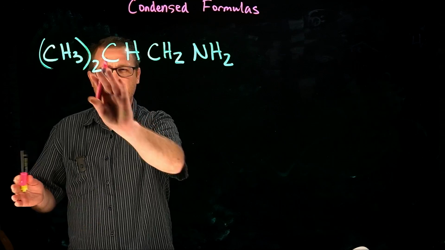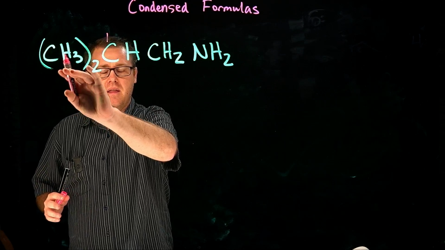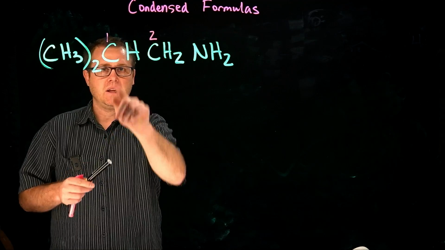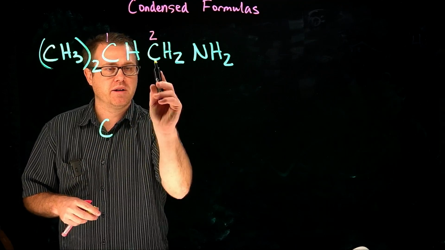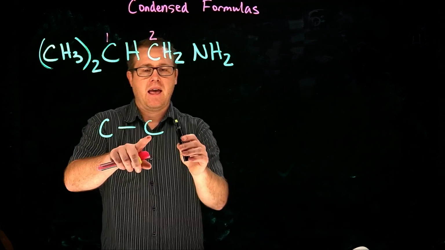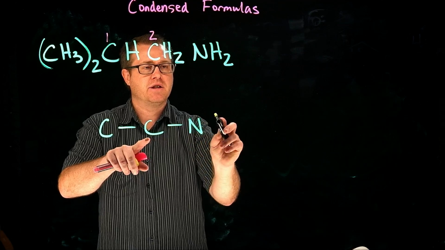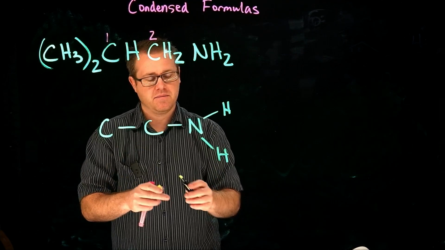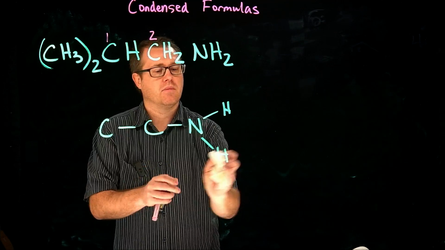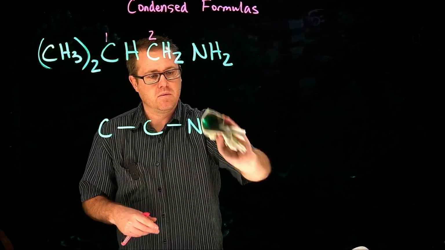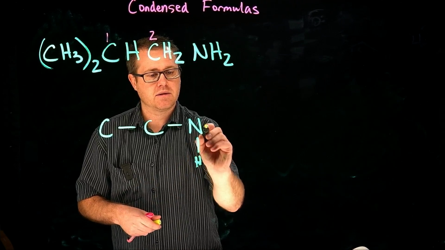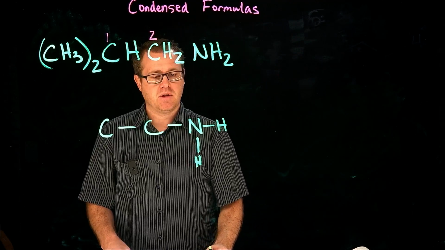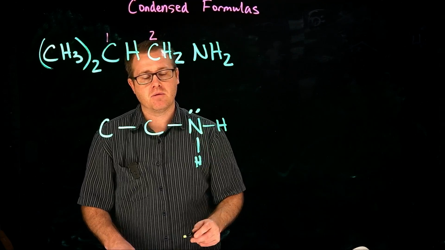Being consistent, I like to avoid numbering the parentheses. So what we have here is carbon 1 is directly bonded to carbon 2, and carbon 2 is directly bonded to this nitrogen species. And that nitrogen has the 2 hydrogens, you can draw it like this. And in order for nitrogen to be neutral with only 3 bonds, it would have to have a lone pair.